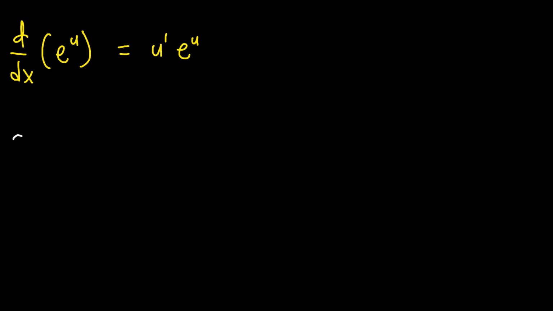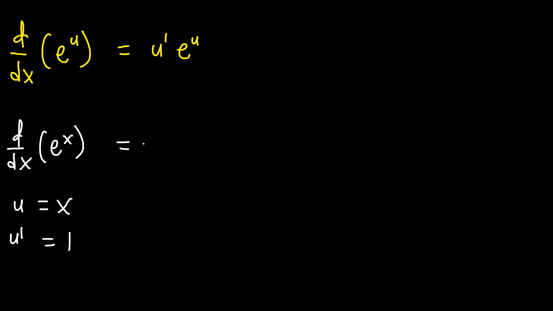So let's say we want to find the derivative of e to the power of x. In this case, u equals x, and if you differentiate this, u prime will be equal to 1. And so this will be equal to u prime, which is 1, times e to the power of u, which is x. And so this will be equal to e to the power of x.